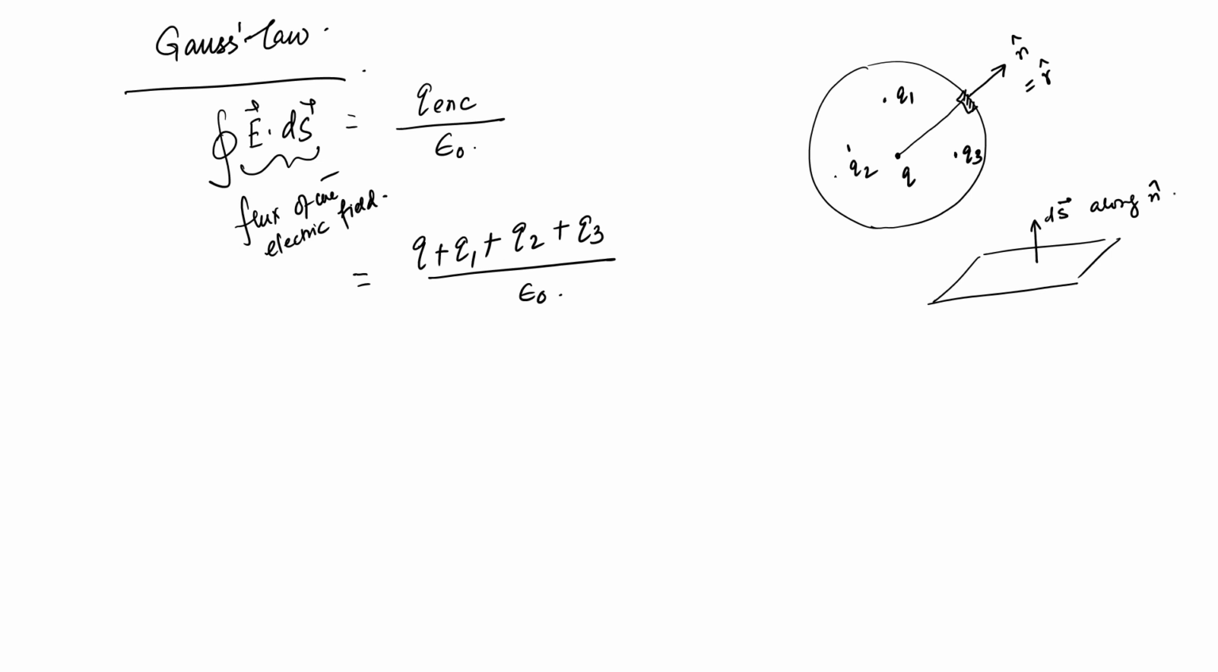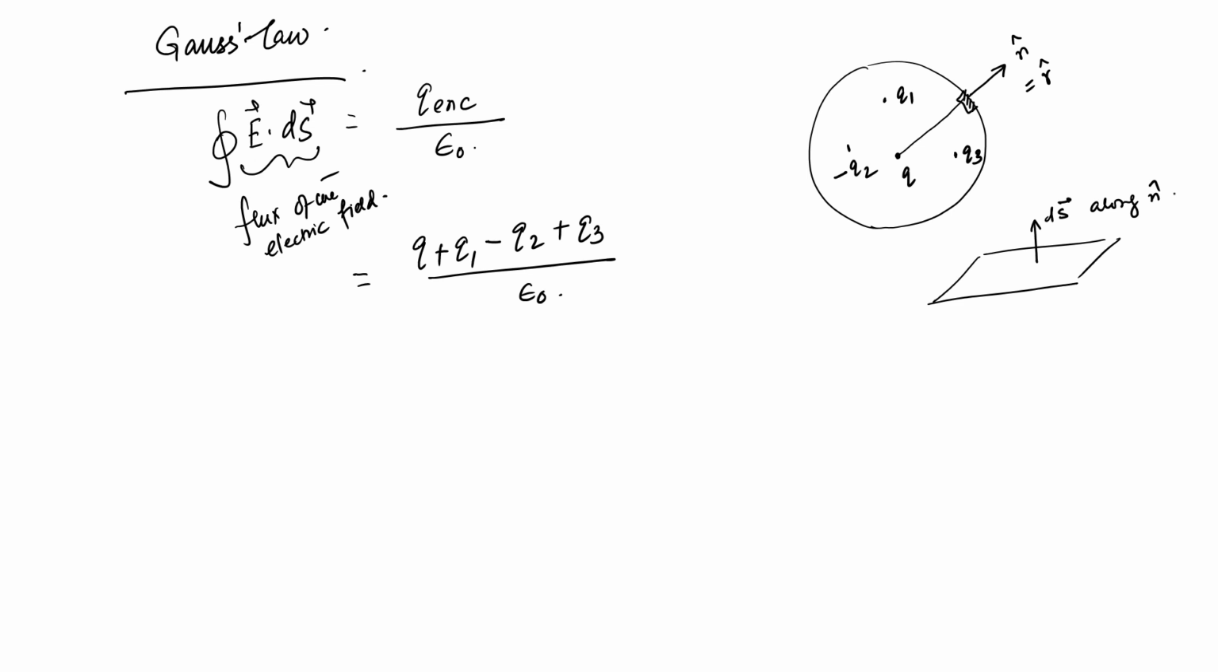If one of them is negative, say it is a minus q2, we will have a minus q2 here. Okay. So, that is the net charge or the enclosed charge, and the flux of the electric field through this area is equal to the charge enclosed divided by epsilon 0. Okay.